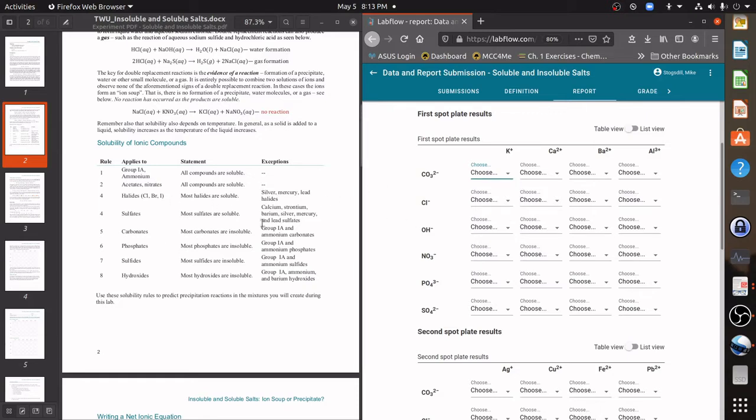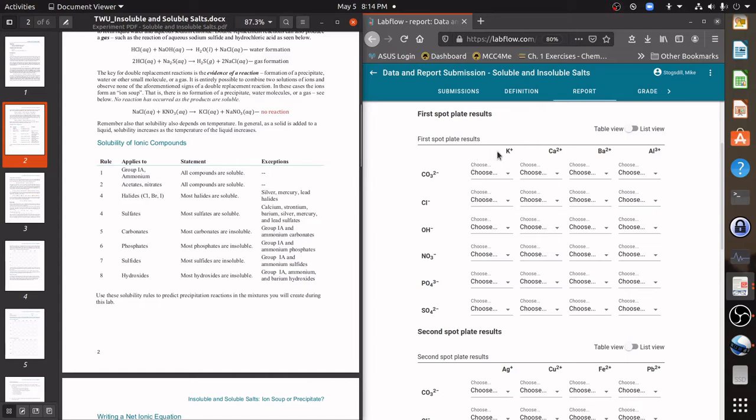So how do we use this table to decide whether or not we should have a no reaction or a white precipitate? Let's go through this first row first. So the first row is carbonate. So if we come over here, we can see for rule 5 here, that is for carbonates. And the statement is that most carbonates are insoluble. So if it's not soluble, that means that it's going to come out of solution and form a precipitate. So our default for carbonates is going to be white precipitate. But there's going to be some exceptions. So our exceptions are group 1A, our alkali metals, and ammonium carbonates.